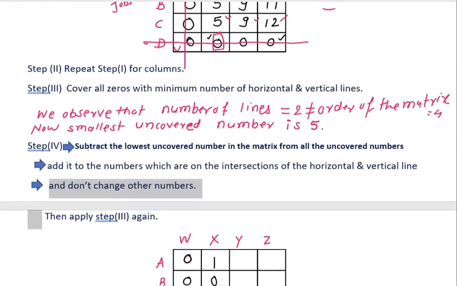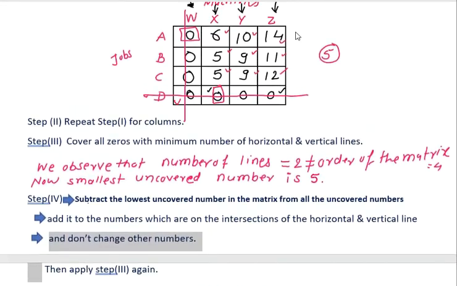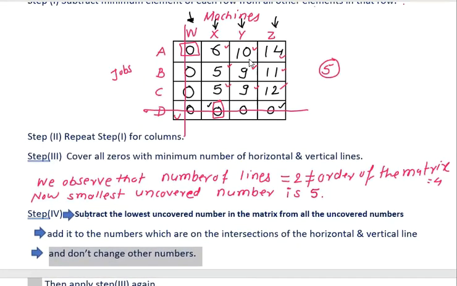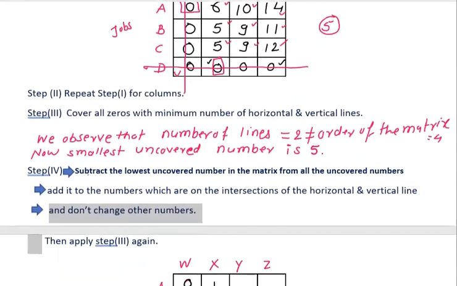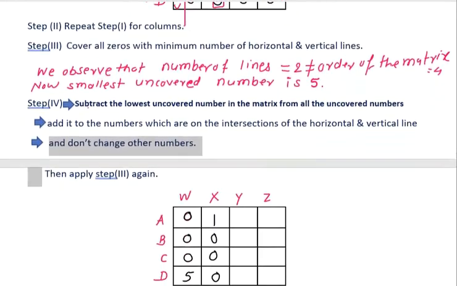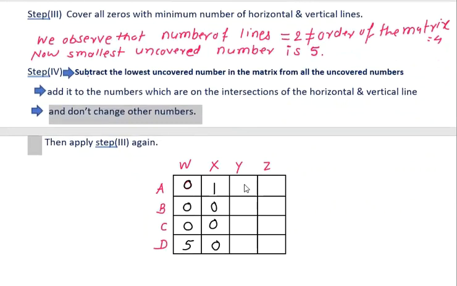Then third row, subtract 5. 10 minus 5 is 5. 9 minus 5 is 4. So we get 5, 4, 4, 0. Third column.